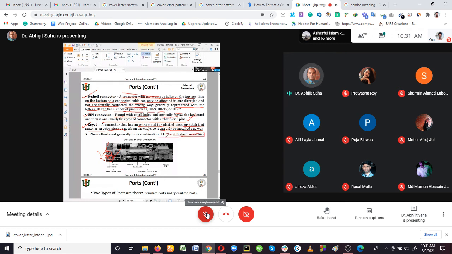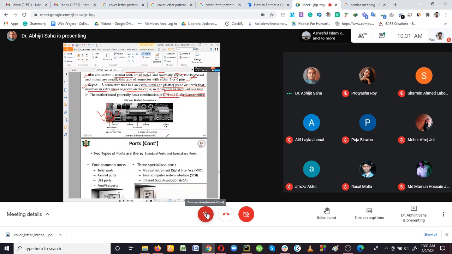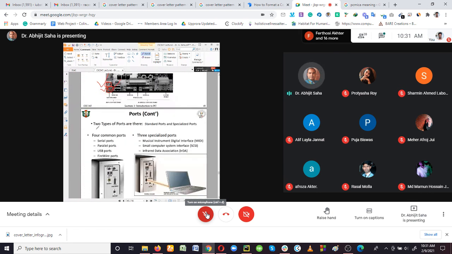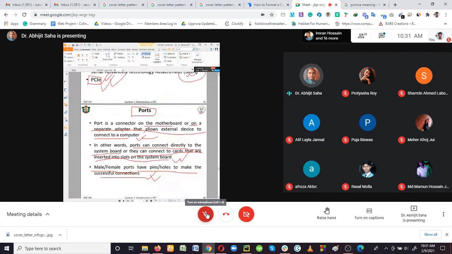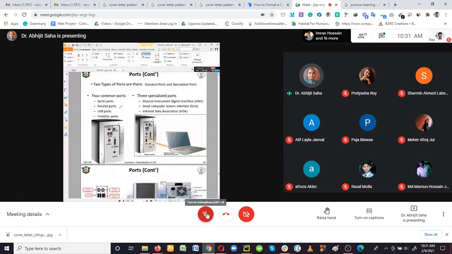So with the D and D shell connectors, we are going to connect the different devices at the cable connector level. Here we say that there are two types of ports, basically. One is the standard ports, one is the specialized ports. So what is the difference between the standard ports and specialized ports?